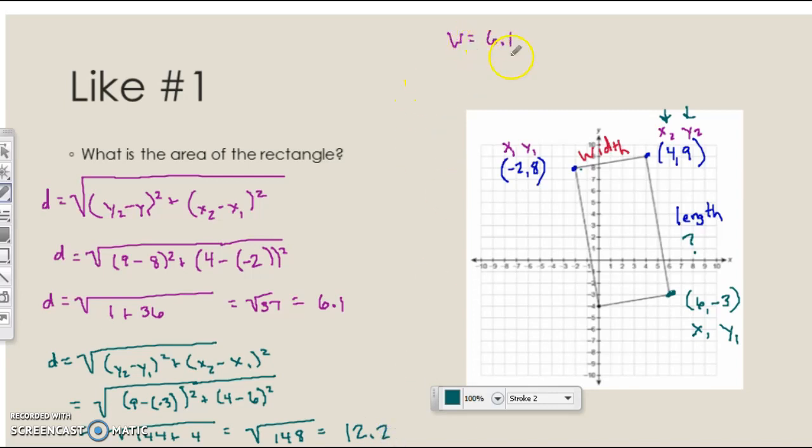So now I know that the width is 6.1. I know that the length is 12.2. I know that to find the area, I just do width times length. So I'm going to do 6.1 times 12.2. And I find that the approximate area of this figure is about 74.4 square units. And that's all of the time I have.